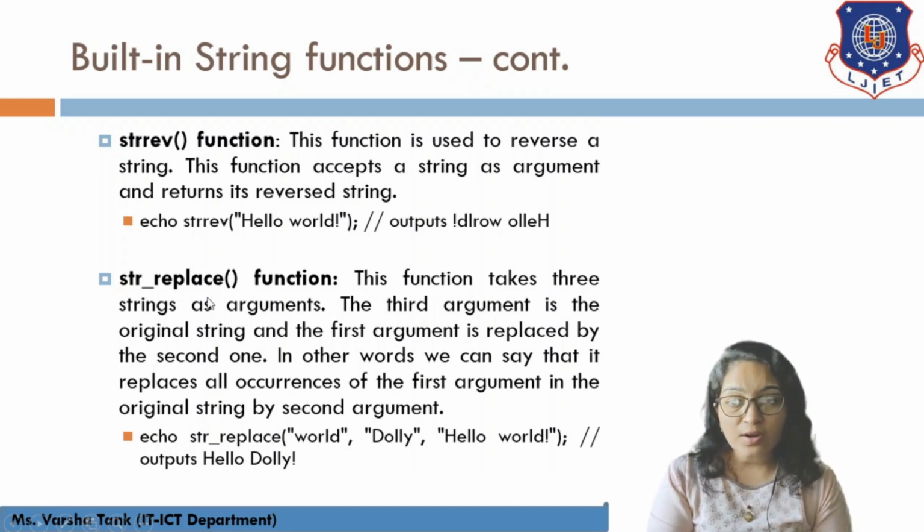Now next is the str_replace function. If you want to replace part of a string, you can use this replace function. It takes three arguments. The first argument is replaced by the second one, and the third argument is our original string. So the first argument is the string we have to replace, and the second is what it becomes after replacing, which will be the output.